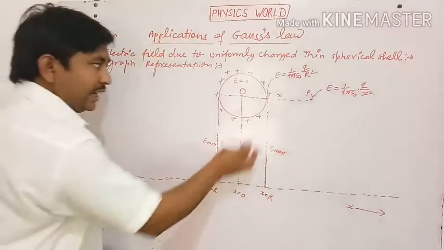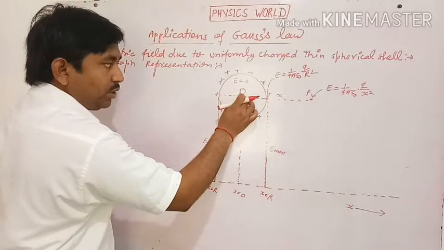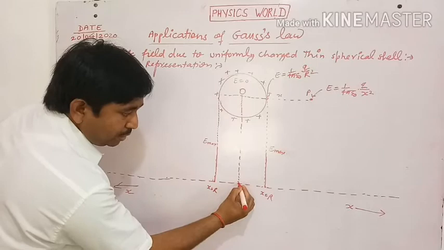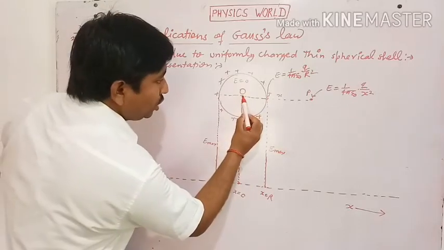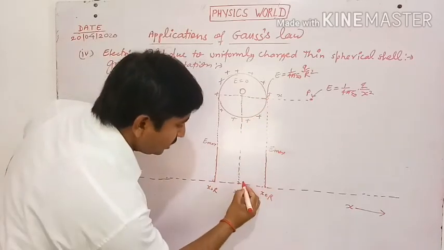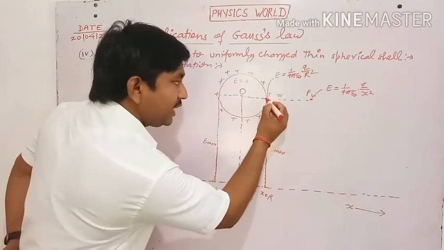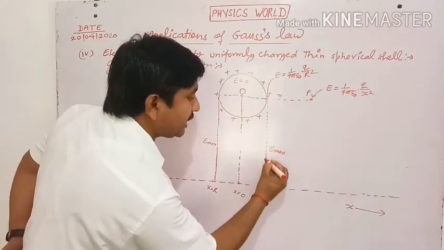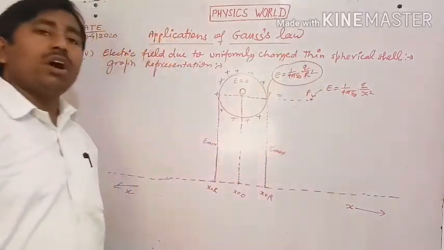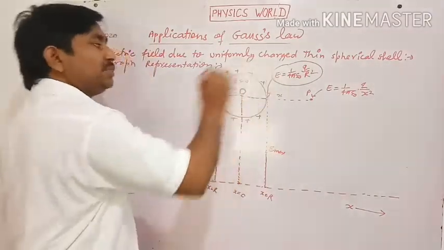So the electric field just inside the surface is always 0. If we take x equal to 0 at the center, then at this point the electric field is 0, and it remains 0 until x reaches the surface. When x reaches the surface, the electric field becomes maximum, and its value is 1 upon 4 pi epsilon naught q upon r square. This value of the electric field on the surface is maximum.